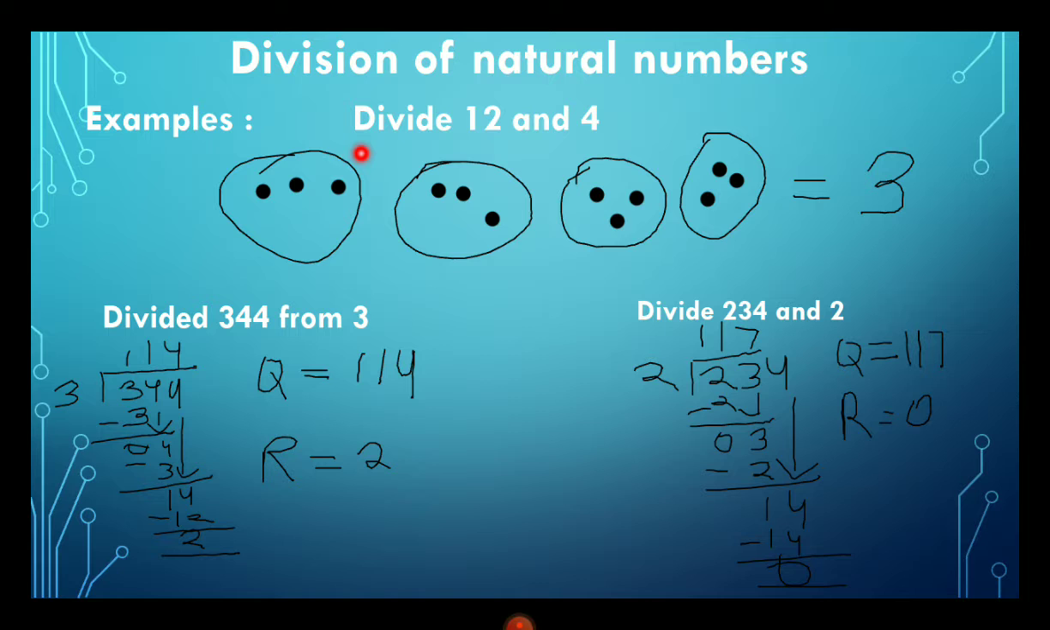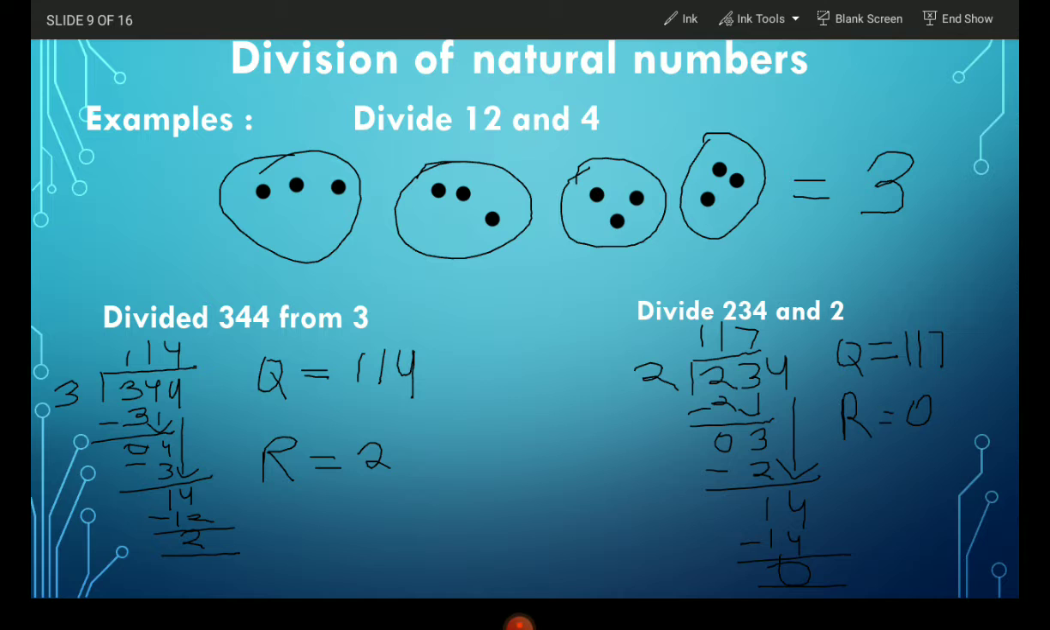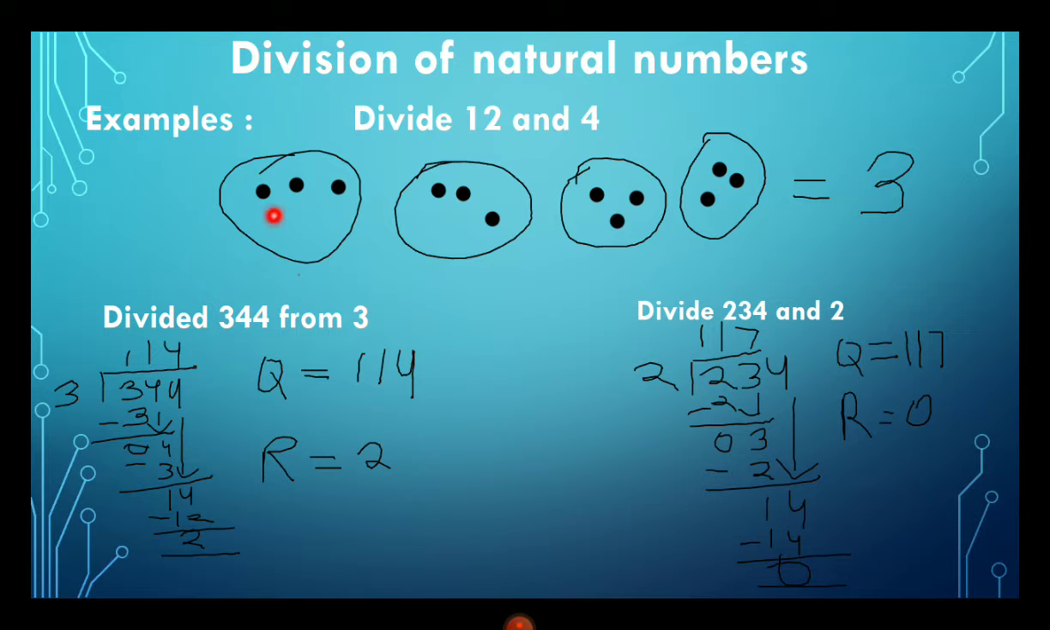Okay. Now let's look at division of natural numbers. Example, divide 12 and 4. So draw 4 groups and put each dot like this. Put one dot in each of the circles, and then put the other dots also like this, and then you will get 3 dots in each circle. So the result is 3. So 12 by 4 is 3.